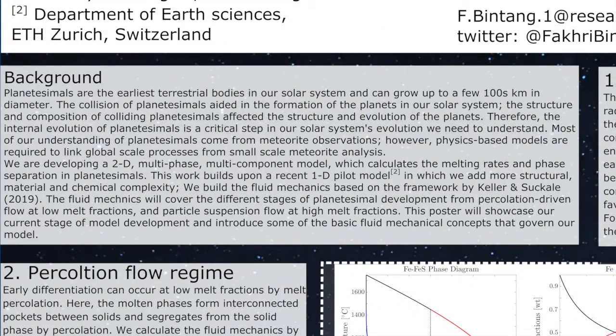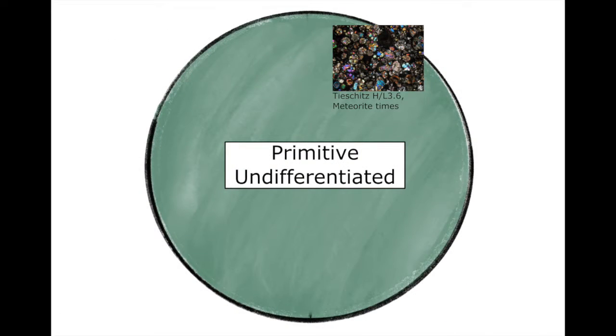Firstly, what are planetesimals? Planetesimals are the earliest terrestrial planetary bodies in our solar system, accreted from a solar nebula up to a few hundreds of kilometers in diameter. These start off with a primitive chondritic composition similar to the Sun's composition.